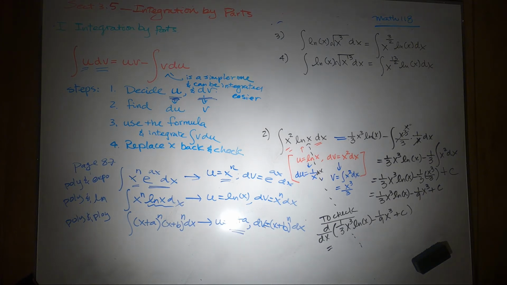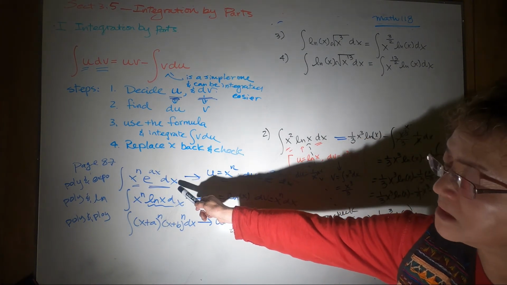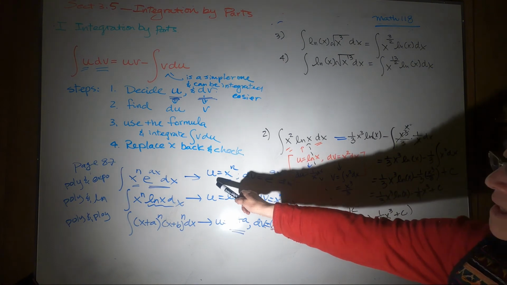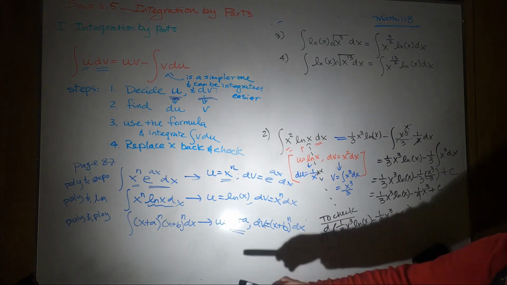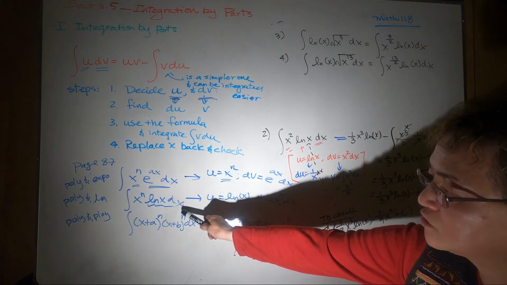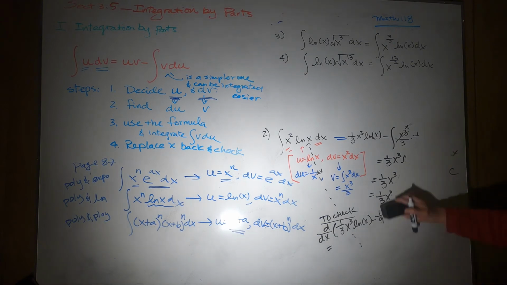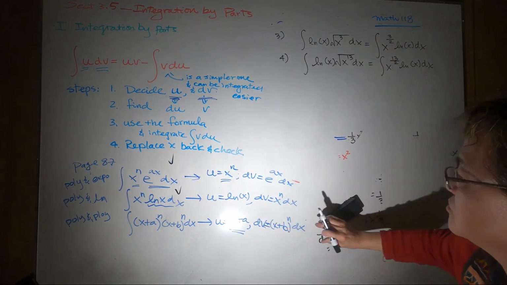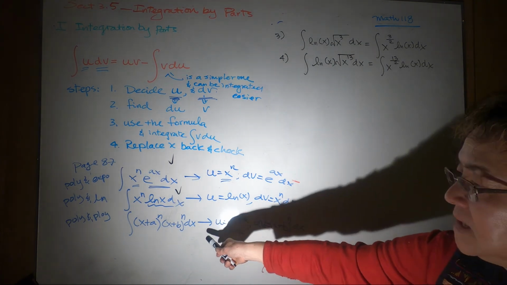So what did we do? We integrated by parts a polynomial and an exponential function. When you have a polynomial and an exponential, you use u as the polynomial. It's the same as polynomial and polynomial, except when you have a polynomial and a natural log, you use u as the natural log. That's the rule of thumb. So we did this one, this one, and this one. And let's try some polynomial and polynomial.